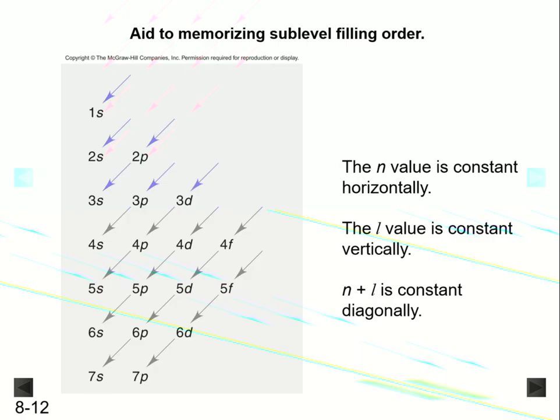The n value is constant horizontally, the l value is constant vertically, and n plus l is a constant diagonally, and so that allows you to have this as a memorization tool. So n plus l being a constant kind of leads you to your correct orbital filling pattern. But you will need to recognize some electron configurations and a few exceptions, and also for ions as well.